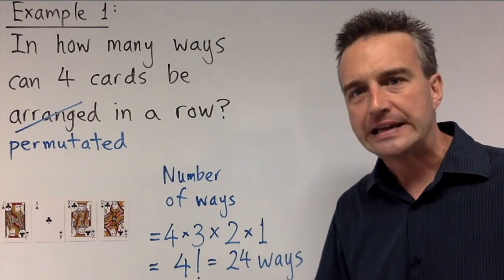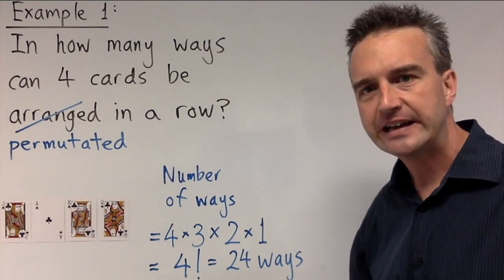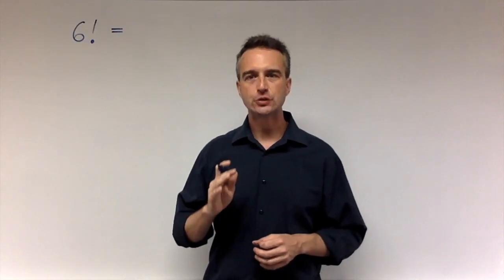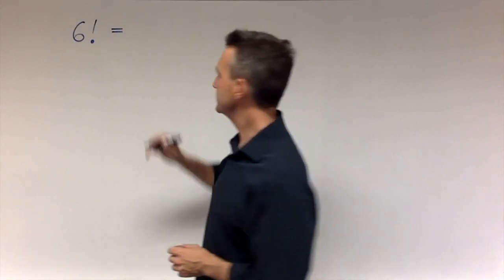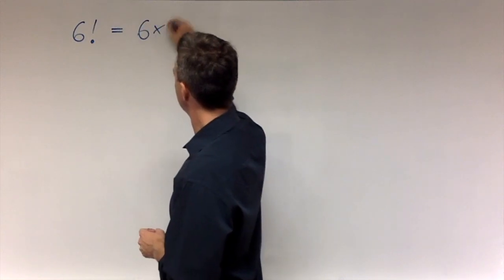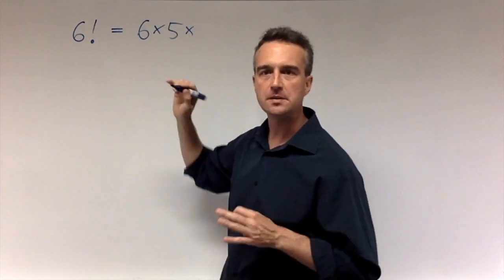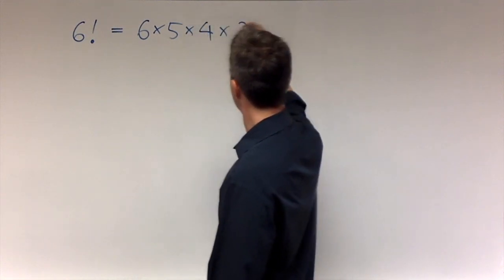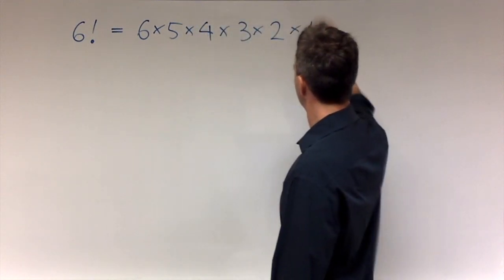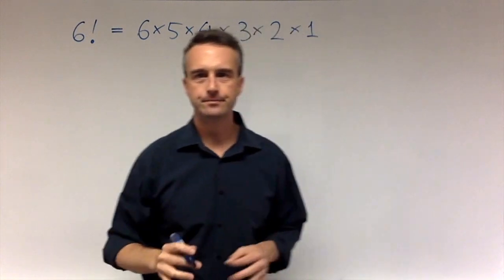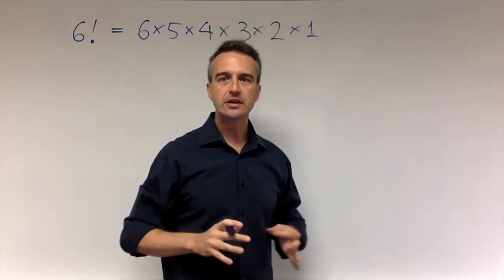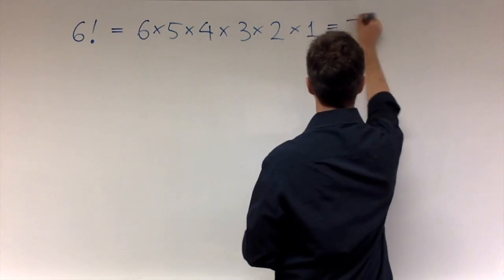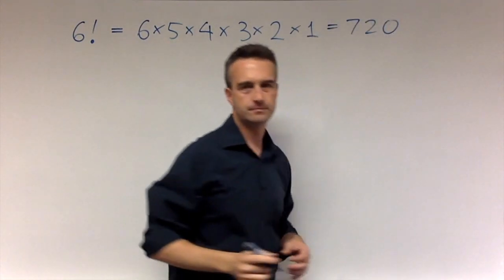Let's take a deeper look into the factorial notation here and how we actually summarize it. So if I have 6 factorial, that means 6 times 5 times 4 all the way down to 1. Just like that. And if you multiplied all these numbers out, you will get 720.